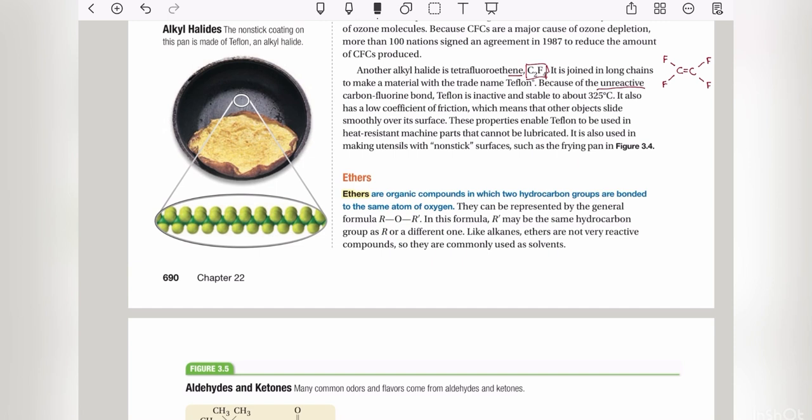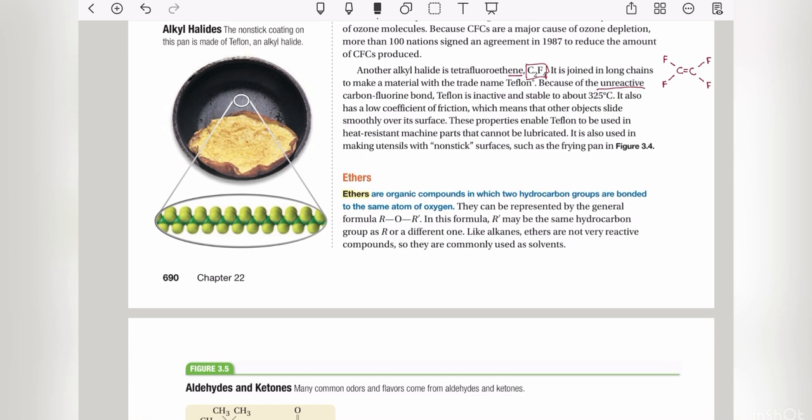Ethers are organic compounds in which two hydrocarbon groups are bonded to the same atom of oxygen. They can be represented by the general formula R bonded to an oxygen atom bonded to R prime. This R prime may be the same hydrocarbon group as R or a different one. So it just means that this is like the rest of the organic compound, and we have an oxygen atom in between. Like alkanes, ethers are not very reactive compounds, so they are commonly used as solvents.